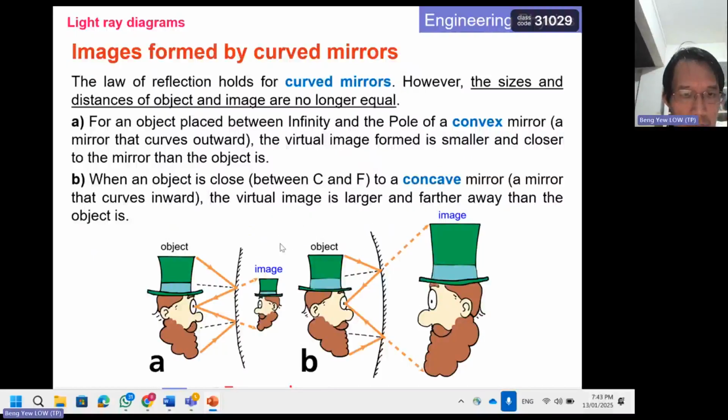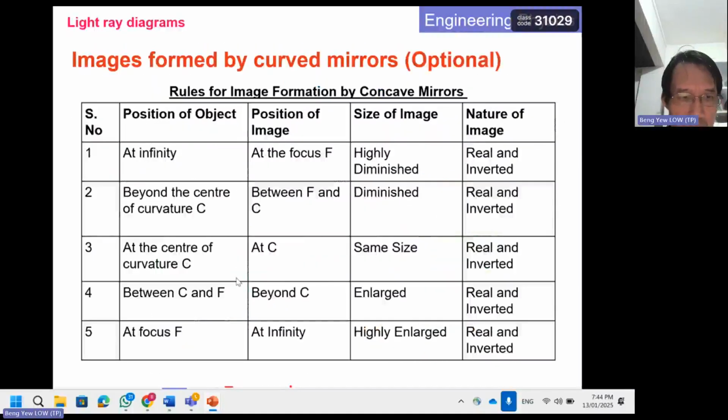Not all mirrors are plane mirrors. We also have curved mirrors. In the case of curved mirrors, the law of reflection holds. However, the sizes and distances of object and image are no longer equal. It depends on how far the object is, and this distance is broken into 5 segments for a concave mirror, as shown in the next slide.